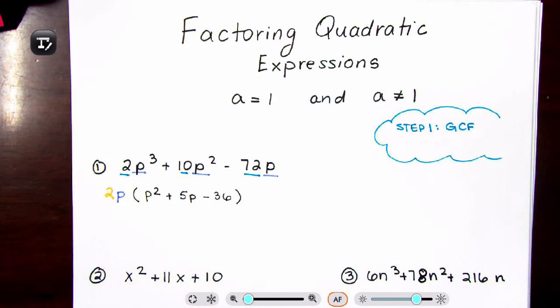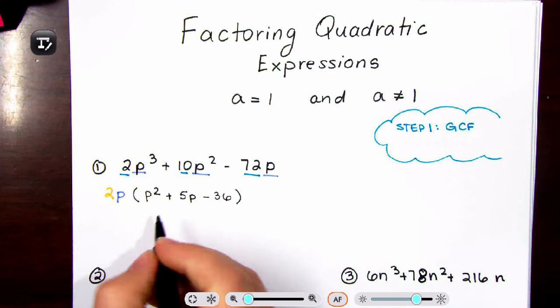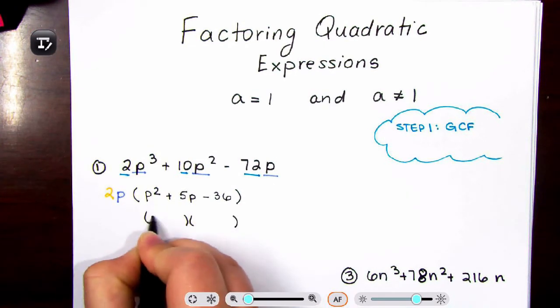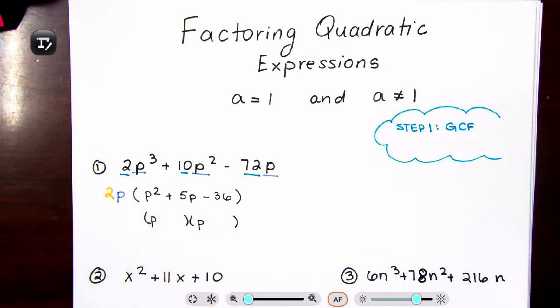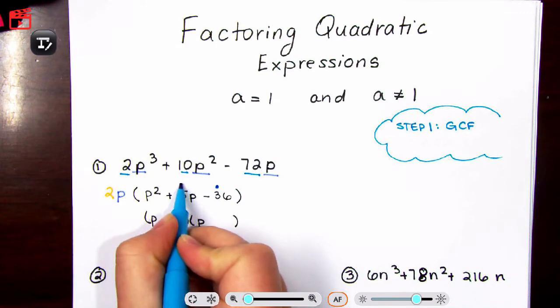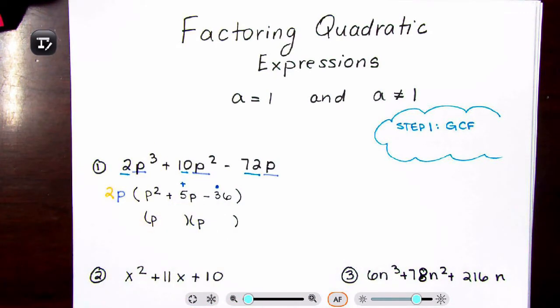So for a leading coefficient of 1, the way to factor is called the guess and check method. So I'm going to put 2 bubbles. You're going to write whatever variable you have here. In this case, we have p. And then what goes next to p is what multiplies to your constant, which is negative 36, and adds up to your middle term, which is a positive 5.